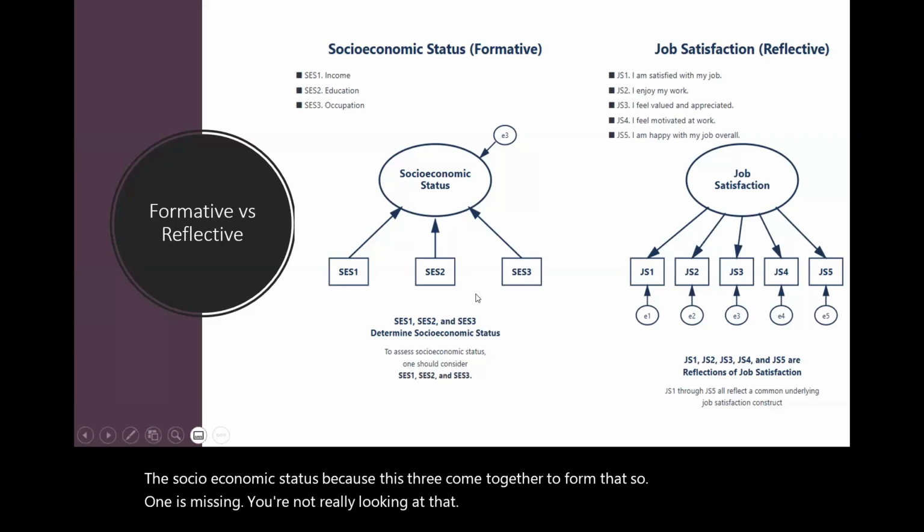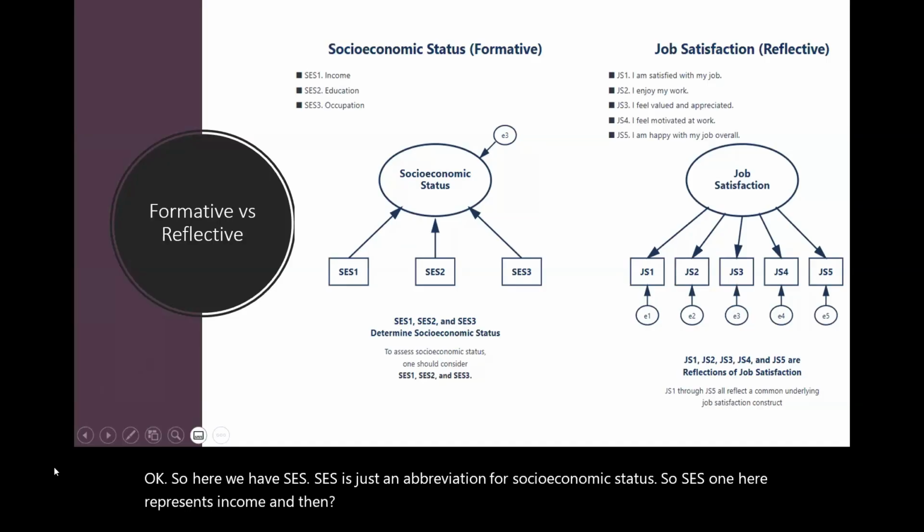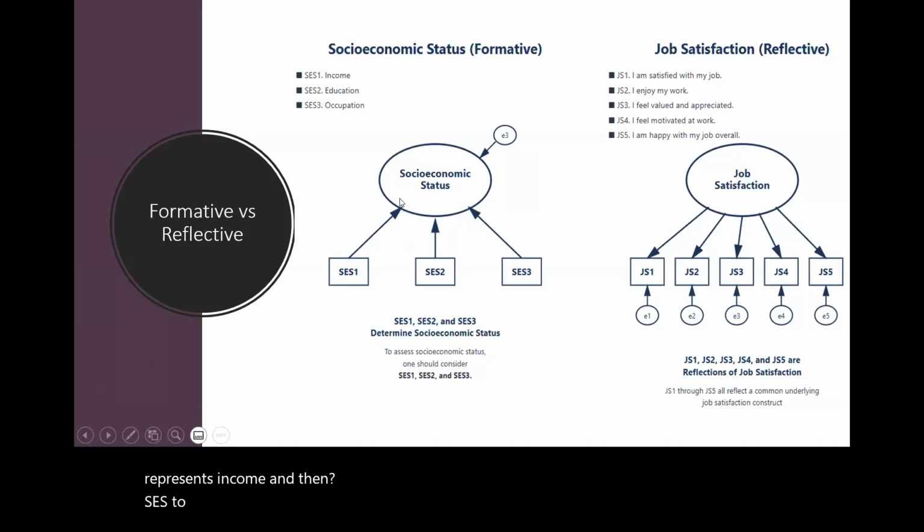Okay. So here we have SES. SES is just an abbreviation for socio-economic status. So SES1 here represents income, SES2 education, SES3 is the occupation. So this is how we depict the diagram.